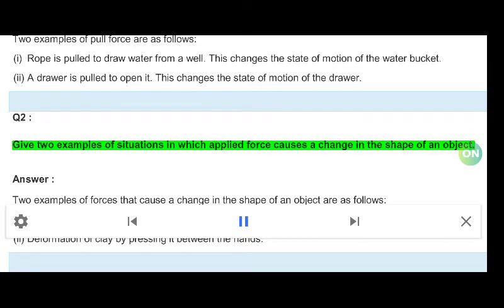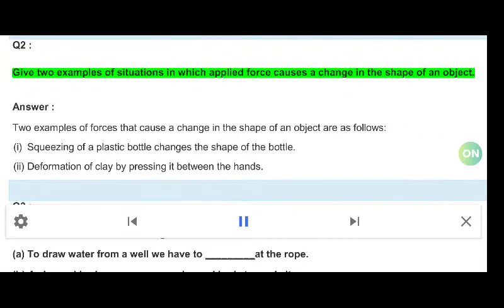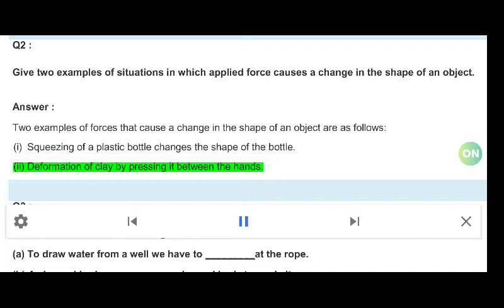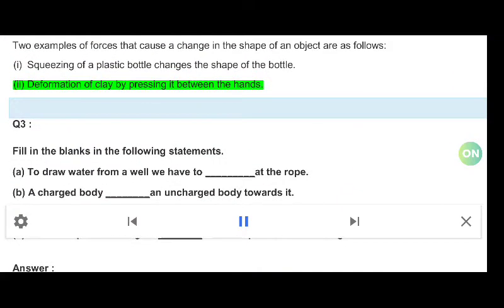Q2. Give 2 examples of situations in which applied force causes a change in the shape of an object. Answer. 2 examples of forces that cause a change in the shape of an object are as follows. I. Squeezing of a plastic bottle changes the shape of the bottle. II. Deformation of clay by pressing it between the hands.